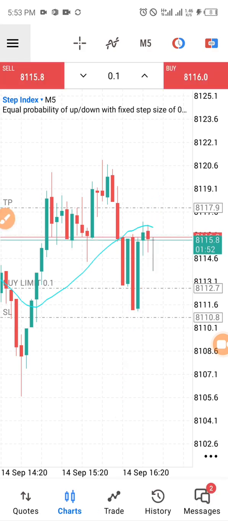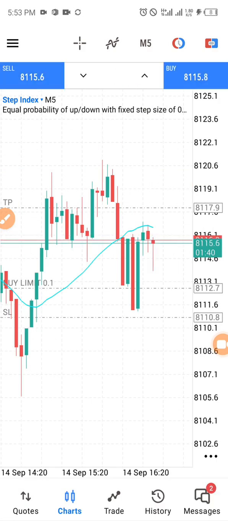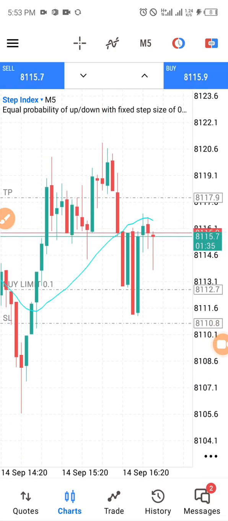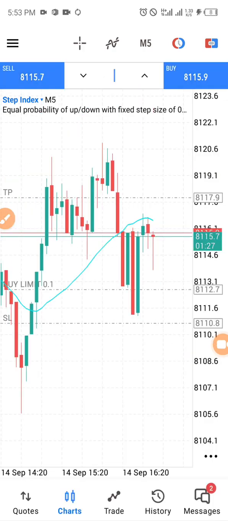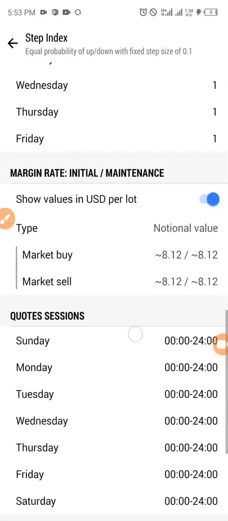So this is where to put your lot size. Your lot size is how much volume you want to go into the market. How do you want your profit or loss to run? It is determined by the lot size you use. For instance, let me go back to the properties of this particular pair, or I mean asset. You can see the lot size here.